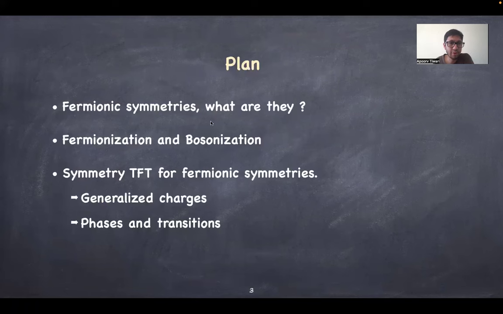So the plan is as follows. I'll start by describing what fermionic symmetries are, specifically in 1D or 1+1D. And then I'll describe fermionization and bosonization, which will play an important role in what follows. After that, I'll describe a fermionic symmetry TFT, or symmetry TFT for fermionic symmetries, and use that to understand the structure of generalized charges, phases, and transitions in systems with such symmetries. Of course, please feel free to interrupt me at any point if you have any questions.